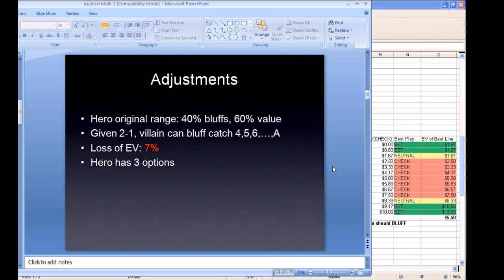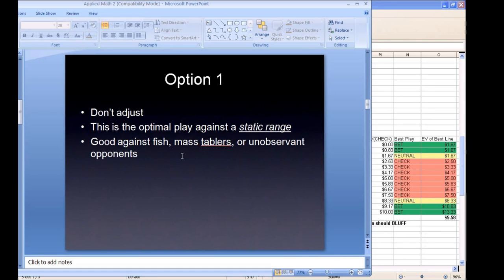But if we're still playing this optimal strategy based on this opponent's strategy that we know, then we're playing inherently exploitable. So our opponent can bluff catch the four up through ace, so we're losing 7% of our EV. And we have three options, given this knowledge that we are playing exploitably. Option one is to just simply not adjust.